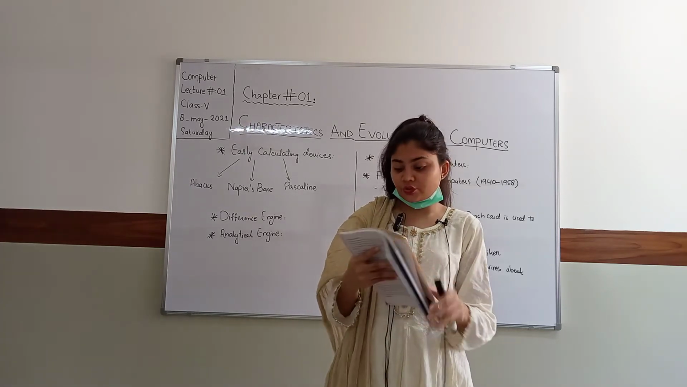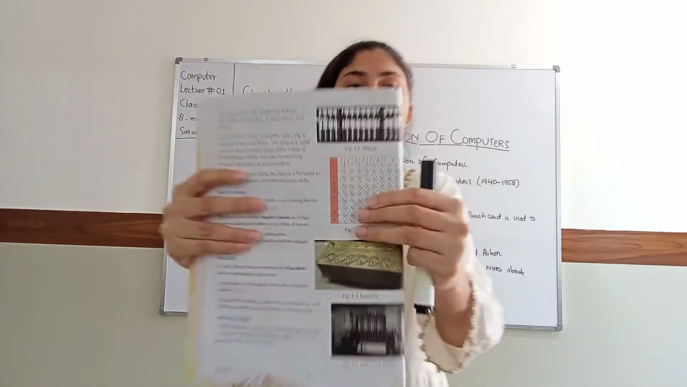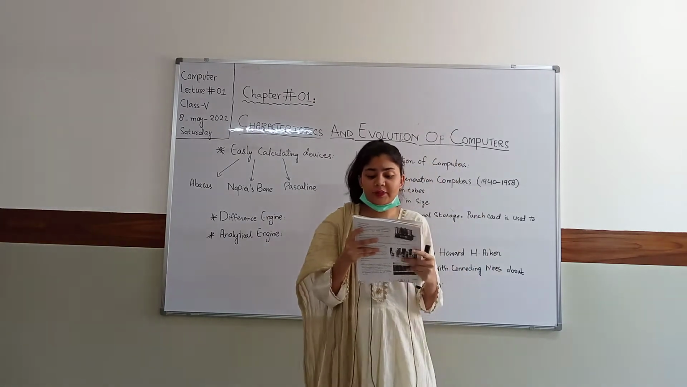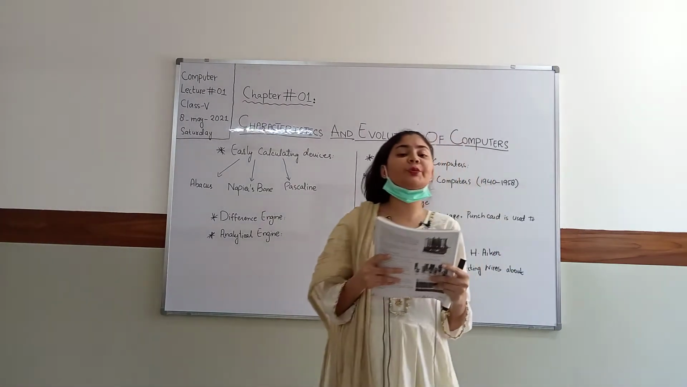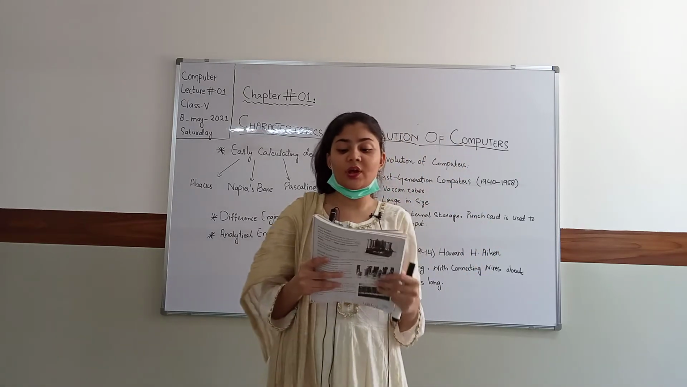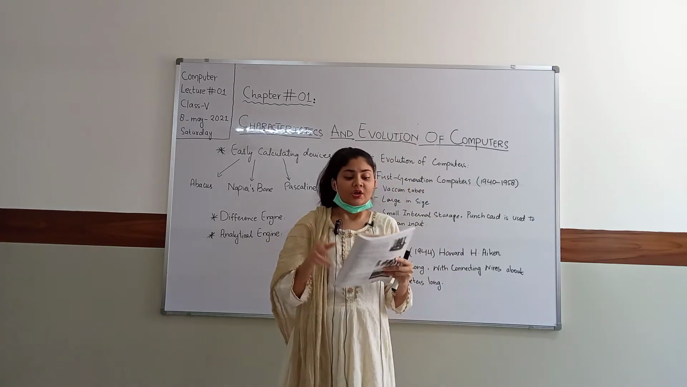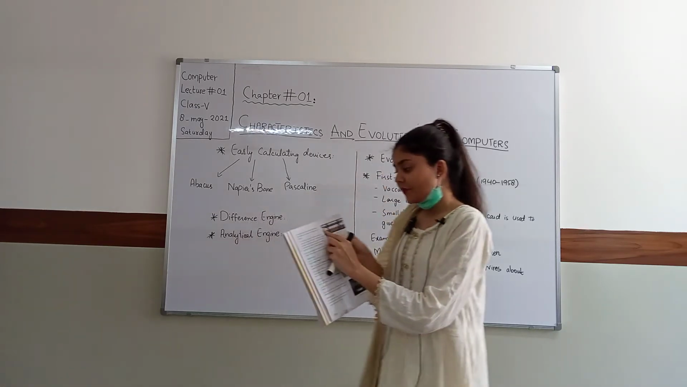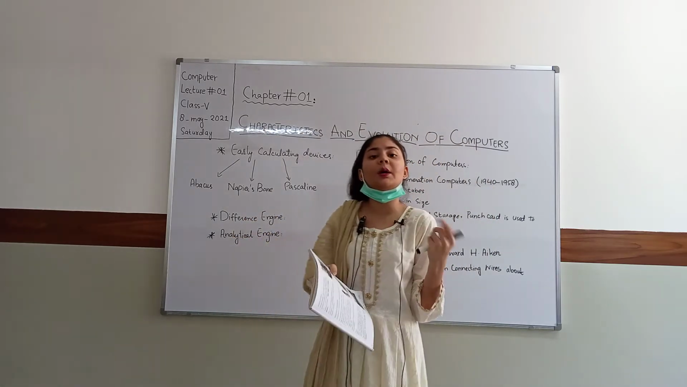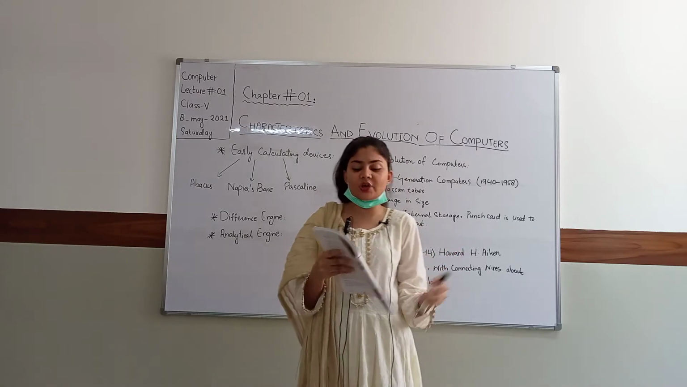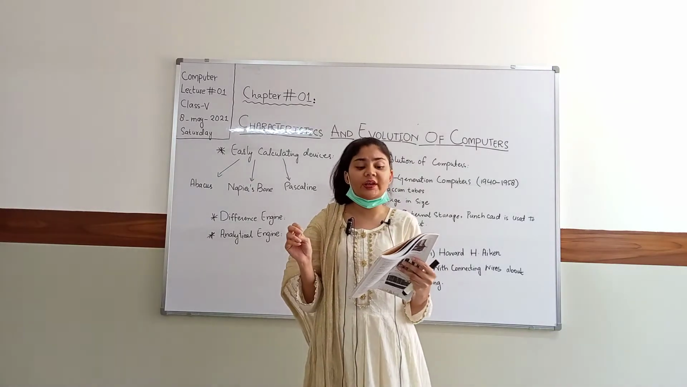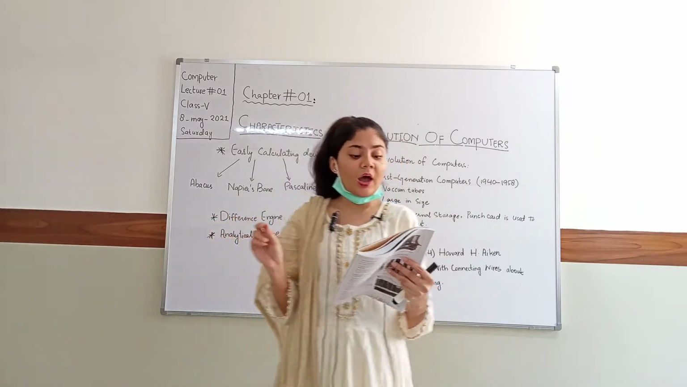Class, on page number 2, figure 1.1, abacus. This is how an abacus looks like. It has sliding beads on the rods. It was used to perform some simple calculations like addition, subtraction, multiplication and division. If we want to add two numbers, we move these beads up and down. In this way we add and subtract numbers, and perform multiplication and division. Only simple ones. It is also still used in many countries, especially in countries of Africa and Asia.